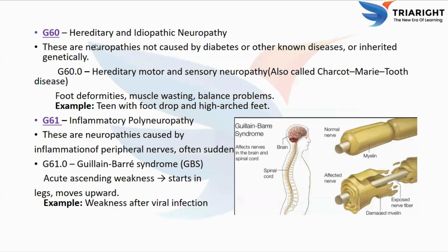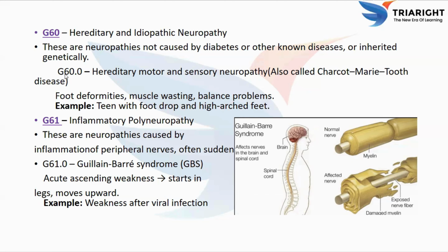So next, G60 code, the hereditary and idiopathic neuropathy. So what is it? These neuropathies are not caused by diabetes. These are not caused by another disease. So they can be genetic or unknown. So coming to G60.0 code, it's hereditary motor and sensory neuropathy. It is also known as Charcot-Marie-Tooth disease.